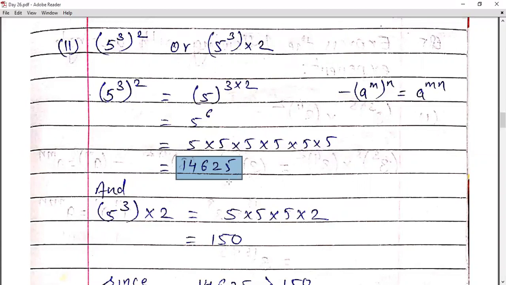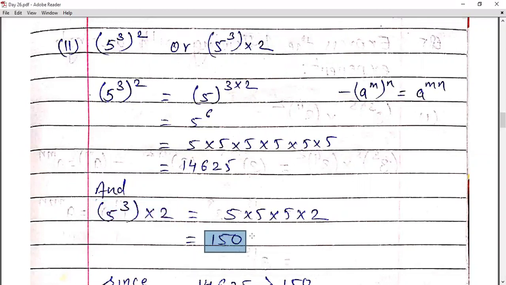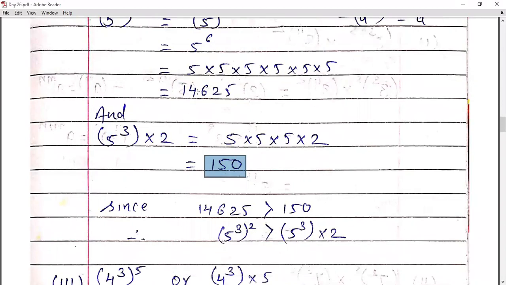14,625. Then the second number, 5 raised to 3 into 2, can be written as 5 raised to 3, that is 5 into 5 into 5, 3 times, multiplied by 2. The value of it is 150. So on comparison, you will find 14,625 is greater than 150.